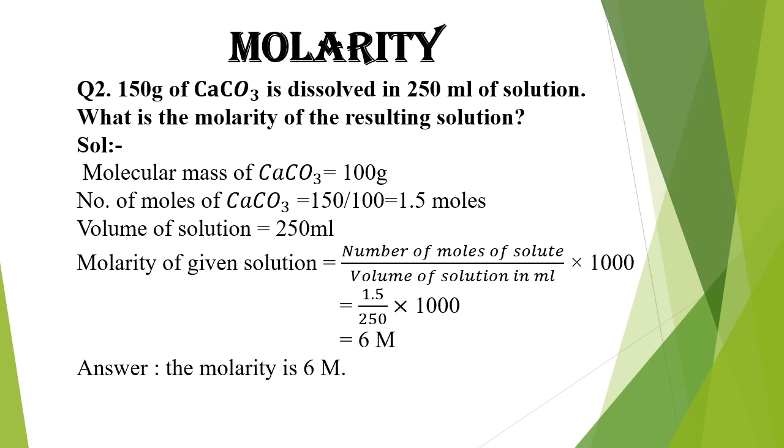So 1.5 moles of calcium carbonate are dissolved in 250 ml of solution. Its molarity is equal to number of moles of solute divided by the volume of solution. Volume of solution is 250 ml, so again it is multiplied by 1/1000 to convert ml into liters. After calculations, we get the molarity of the solution as 6 M. With these two examples, we can easily understand how to calculate the molarity of any particular solution.